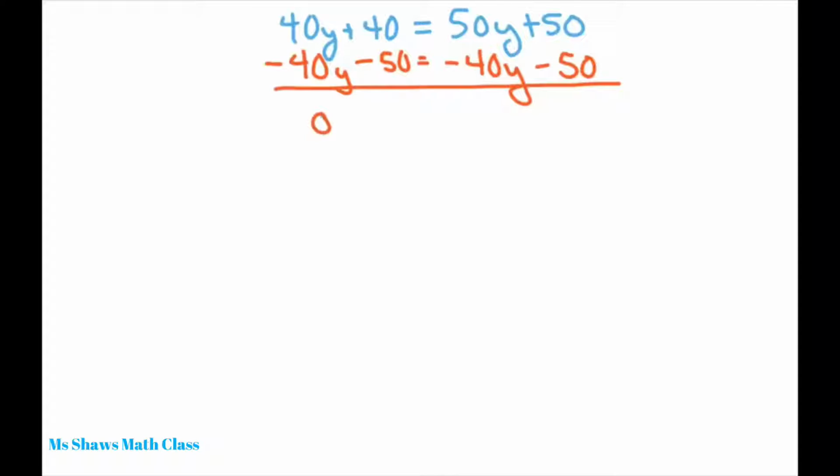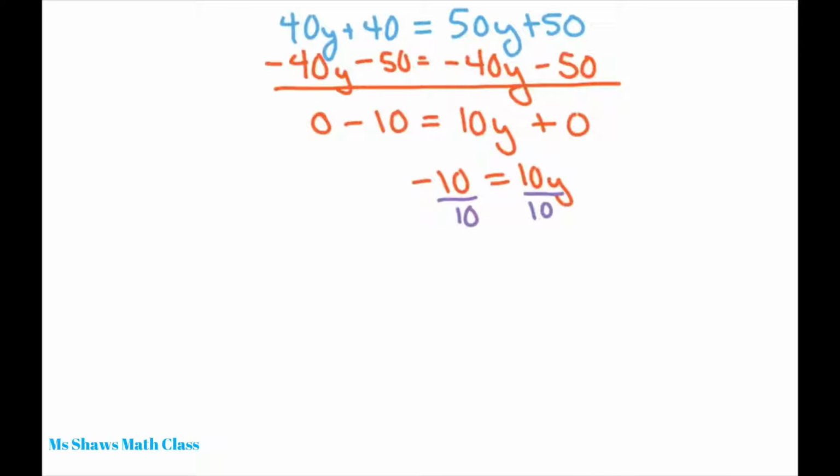So we get 0. 40 minus 50 is negative 10. 50y minus 40y is 10. And then we have 50 minus 50 is 0. So using your 0 property of addition, we get 10 equals 10y. Use your division property. Divide both sides by 10. So you get y equals negative 1.